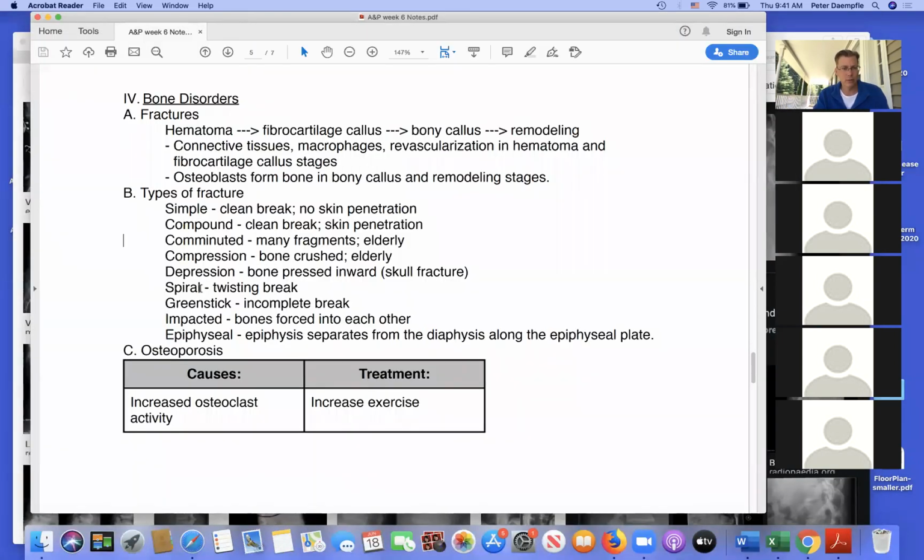What other goodies? We'll do a depression fracture. That I won't show you a picture. That's just a bone pressed inward. Like, that's a serious one. You get hit in the head with a bat, a billy club, and then it's a depression fracture, a bone pressed inward. Spiral is a twisting fracture. Impacted is when one bone is pushed upon the other.